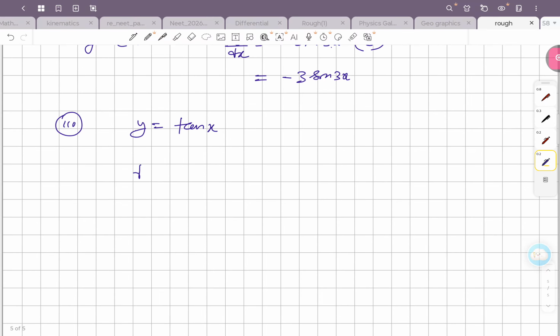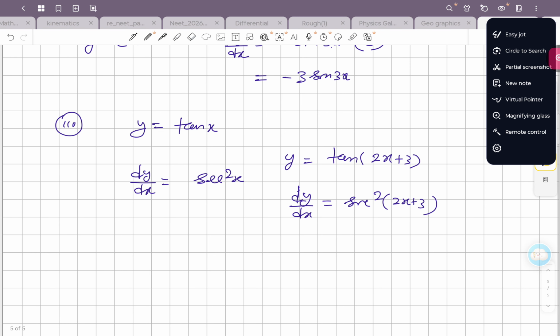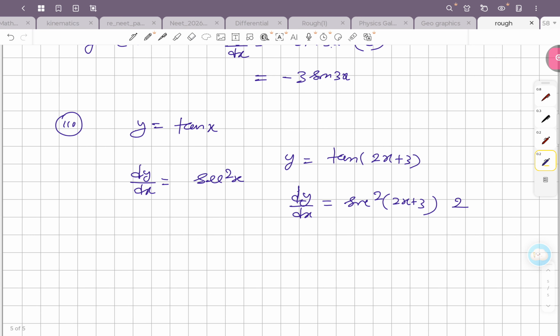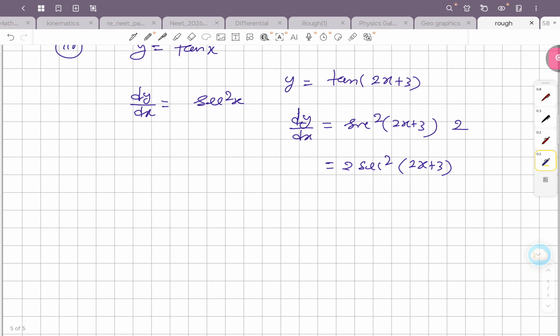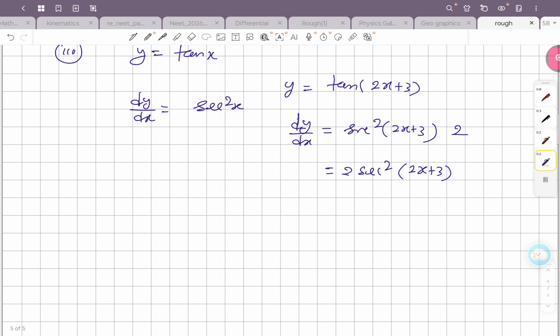So how can we differentiate? dy by dx is equal to sec square x. Okay, this is sec square x. Suppose that you are given tan of 2x plus 3. How can we do this? dy by dx is equal to sec square of 2x plus 3, and the differentiation of 2x plus 3 again is 2. So you can write 2 sec square of 2x plus 3. Understand? Okay, so this is tan x.